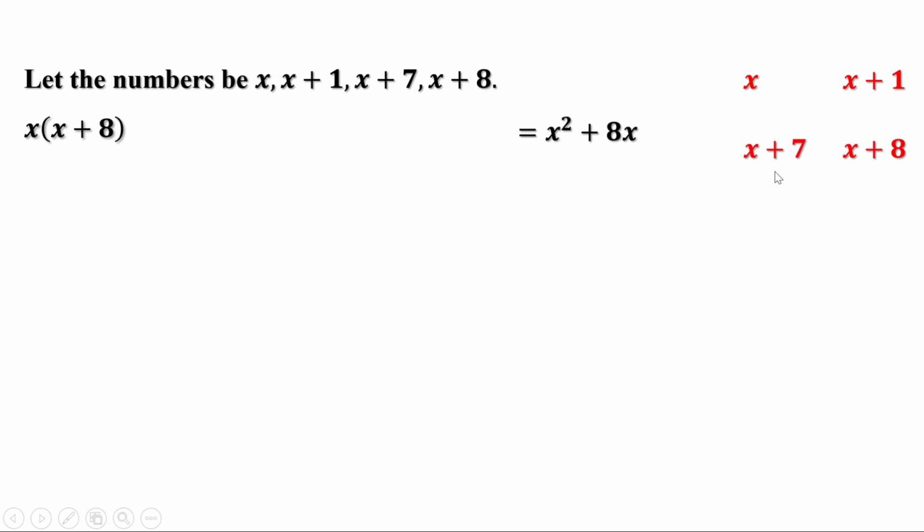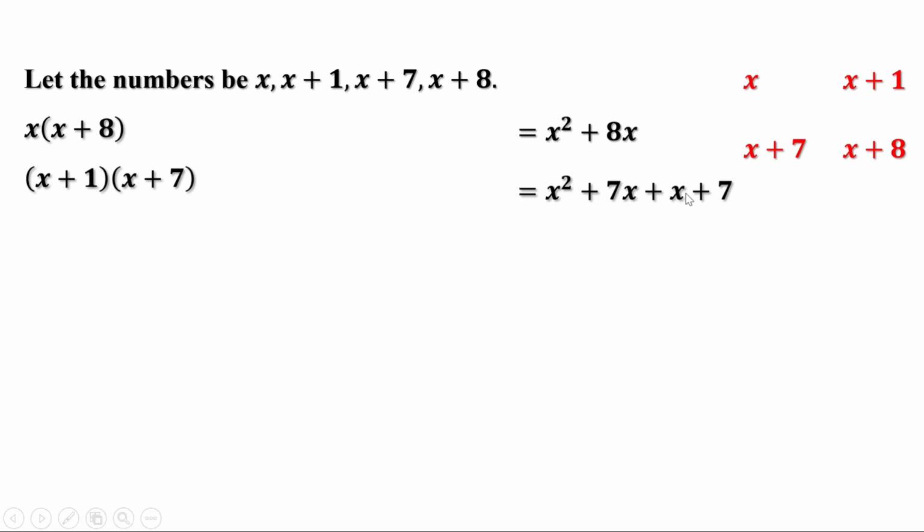Now let us take the next diagonal product, x plus 1 into x plus 7. You can multiply using the identity which we have learned. x into x, that is x square. x into 7, that is 7x. 1 into x, that is x. 1 into 7, that is 7. So we can write it as x square plus 7x plus x plus 7.